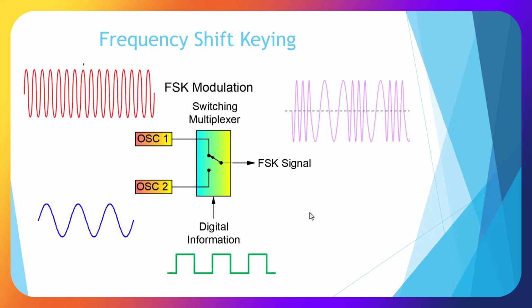Here's a little bit of frequency shift keying. So we have 2 oscillators, and we combine them into here, and we put in digital information, which is this switch. So we switch back and forth between these 2 frequencies. So we have the higher frequency here representing 1 digit, and the lower one of another digit. So those will be 0s and 1s based on the frequency.